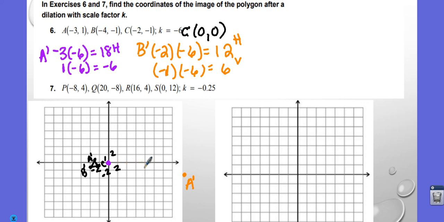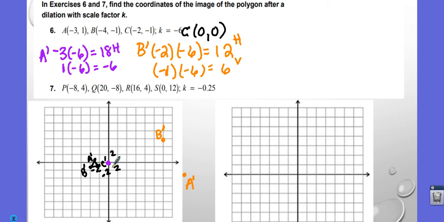So 1, 2, 3, 4, 5, 6. And then 1, 2, 3, 4, 5, 6. My scale is in 2s, so that's 12. And then I need to go 1, 2, 3. That's 6. So this is B prime.